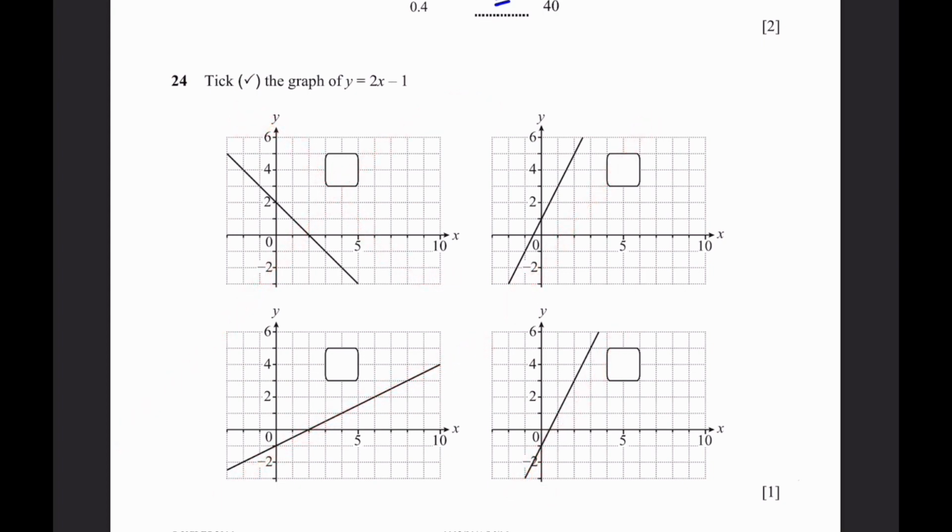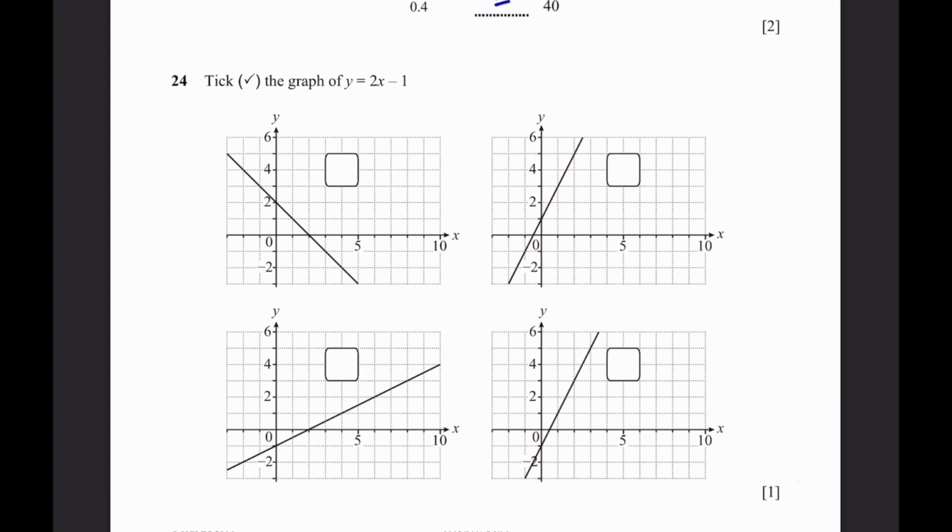Now we need a positive gradient that is 2. This one is clearly not 2 because it's a very shallow slope. These two are steep slopes. If y increases by 2 when x increases by 1, the gradient is 2. Here, it increases 2 in x and 1 in y, which means the gradient is actually half. So this is wrong, this is wrong. Now we can say it's one of these two.